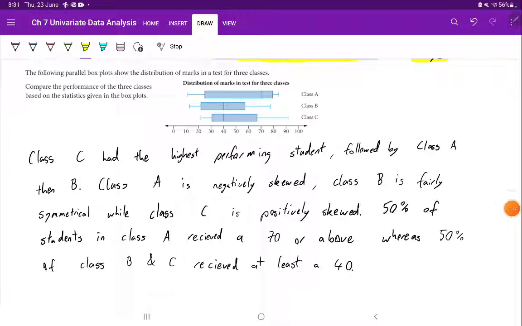In the end, a question like this would make you really have to stop and think and ask the question, which class would you rather be in? Would you rather be in Class A, in which half of the students are getting a 70 or above? Do you want to be in Class B, where the median student is getting a 40 and the maximum student's getting under an 80? Or do you want to be in Class C, in which their highest student got a 92-ish, which was higher than any other student in the whole class, but the median student, the middle student, is still getting a 40? And that's a choice.